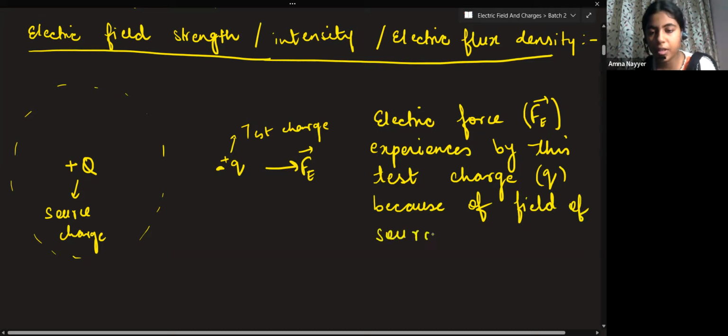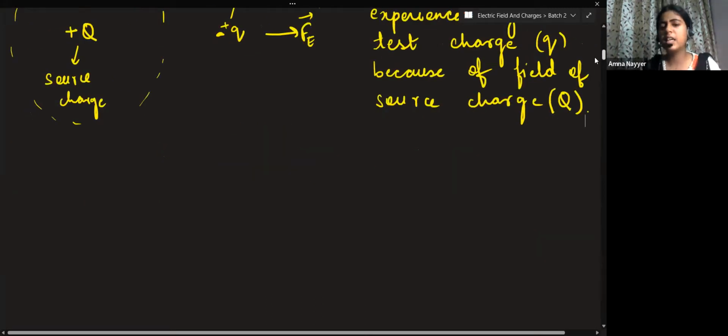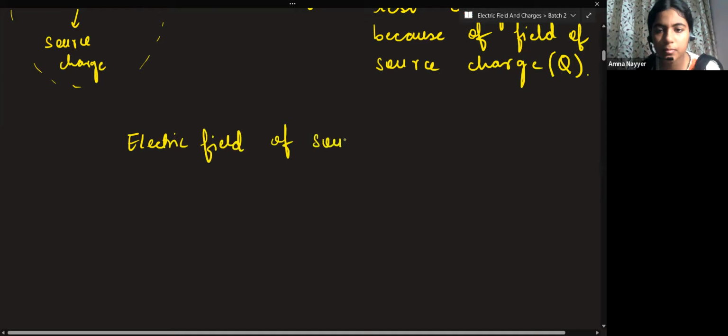Because of the field of the source charge, and your source charge is capital Q, this is known as electric field intensity. Now see, how do we write this electric field intensity? It is just a representation of the electric field of the source charge. See, it is represented through this electric field.